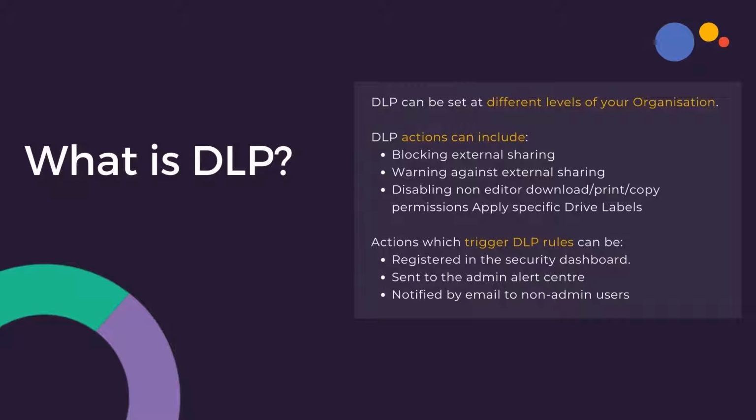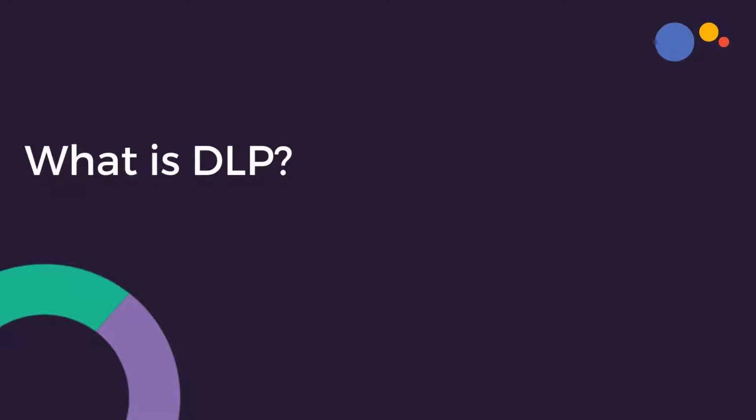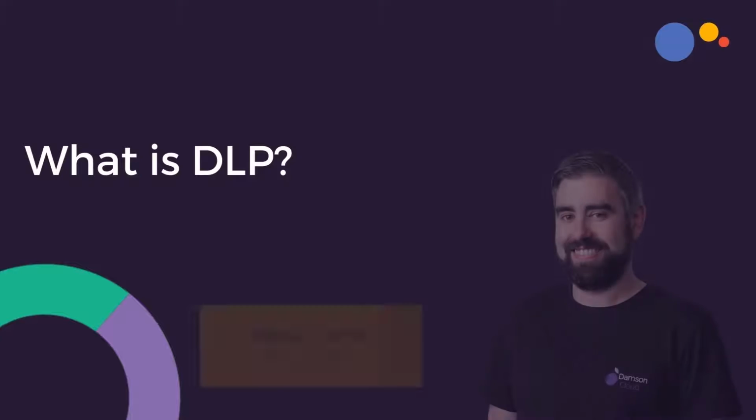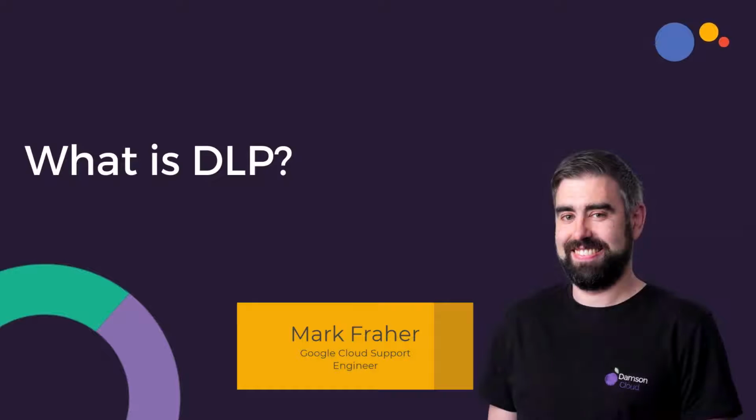Actions which trigger DLP rules will register in the security dashboard. Additionally, alerts can be sent to the admin alert center for the administrator team, or email notifications can be sent to non-admin users in your organization. Mark is going to show us how to set up a DLP rule in the admin console.